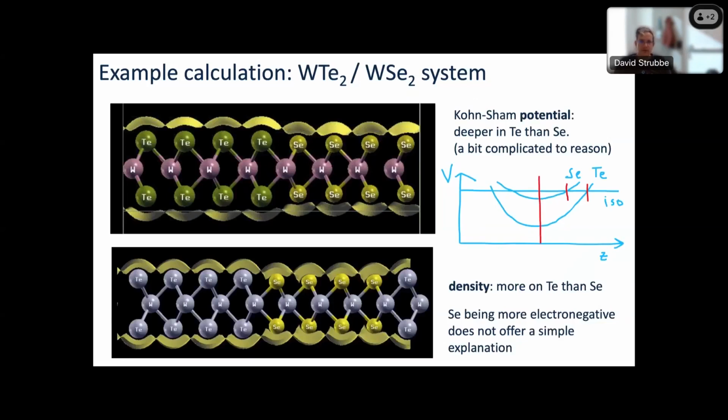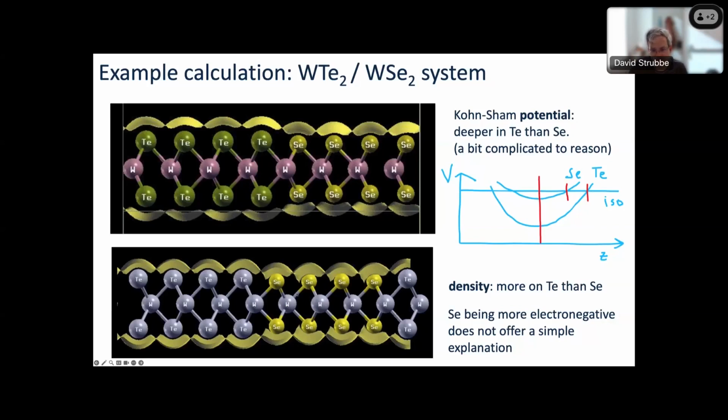Okay, then we also had a look at the potential and the density. I think in retrospect, this maybe took a little bit away from the wave functions, but it was also interesting to look at. So you could see in this WTE2, WSE2 system, this is an isosurface. The surface is a little bit farther away from tellurium. If you think about this, what it means is that if this potential well for tellurium is extending farther away from the atoms, that means it's deeper than the one for selenium. So we have a deeper potential at tellurium.